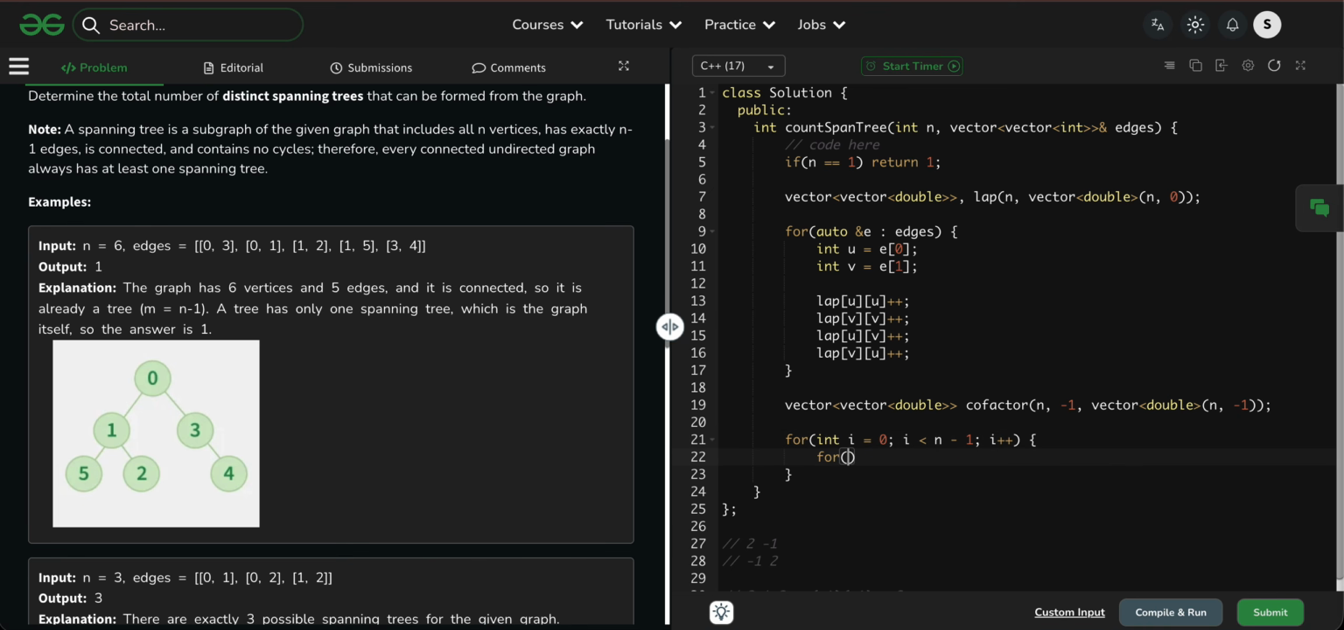Now there is one more loop for int j is equal to 0 to j greater than or equal to n minus 1 and j plus plus. Now we just have to check cofactor. Where is the cofactor? I just write here, there is a cofactor, so write the cofactor, copy paste, because a lot of time we just see the error of spelling mistake, lap of I and j, right.